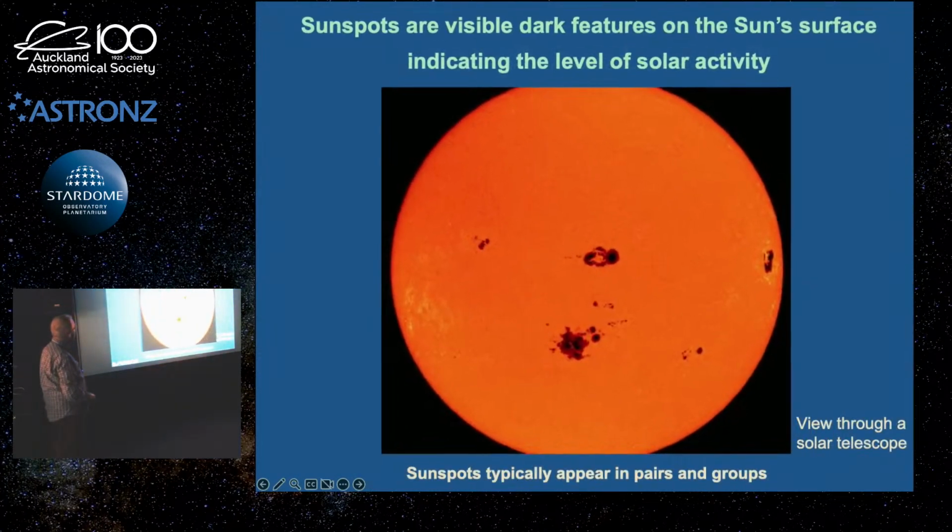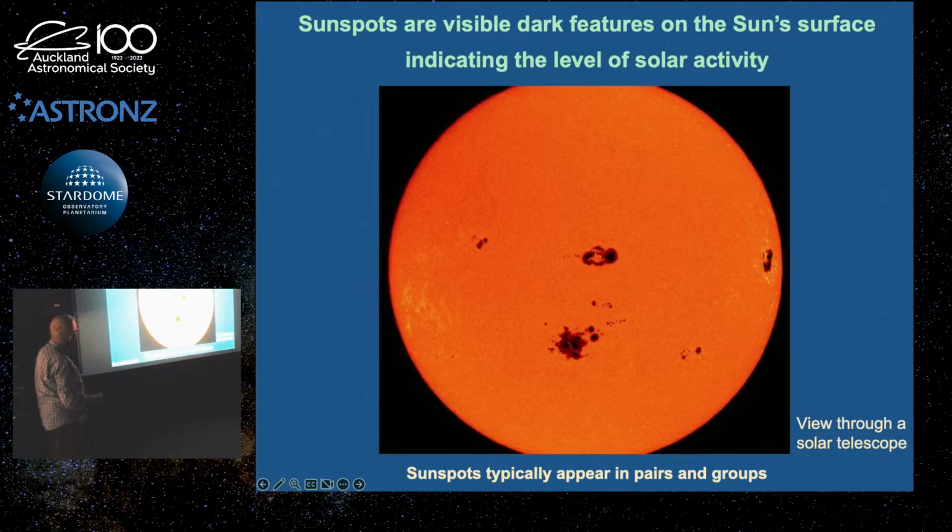So sunspots, let's talk about them. These are the dark spots that you see on the sun's surface, and they're a good indicator of the sun's general activity. They typically occur in pairs and groups. Here's a little pair, pairs here, groups of them here. That's what you get when you look through a solar telescope.